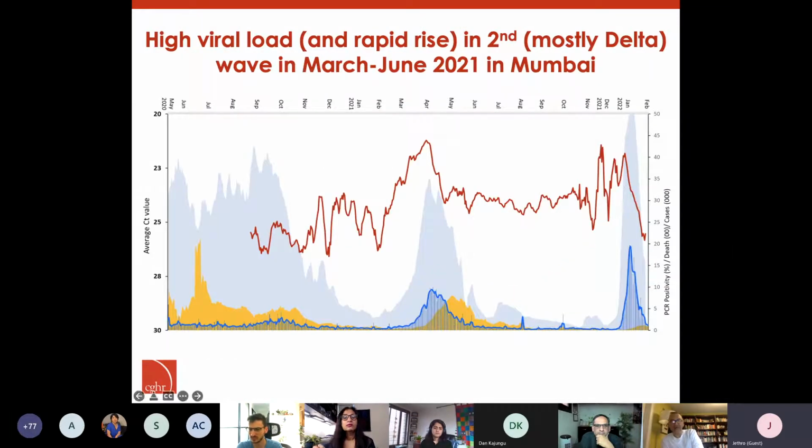Some other work that we're doing, looking at PCR testing in India, also shows an interesting pattern. This is a bit of a busy slide, so what I would ask you to do is just pay attention to the orange, which is the registered deaths in Mumbai, and the red line. The red line represents the PCR CT values, which is the cycle threshold. The way to think about this is as a measure of viral load. So the lower the value, the higher the viral load.